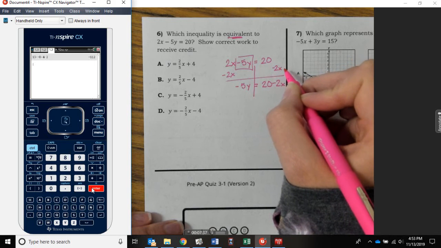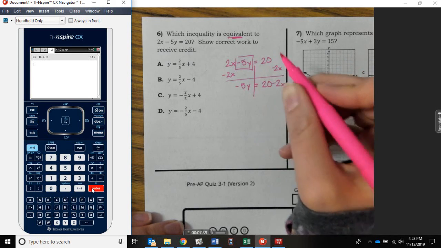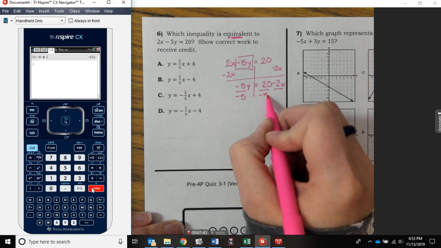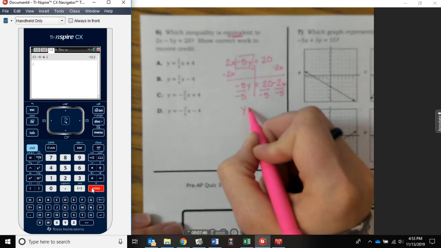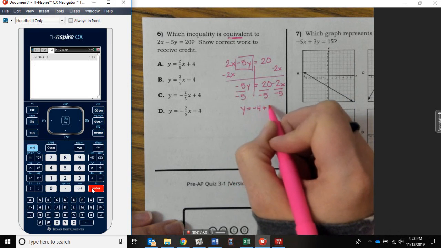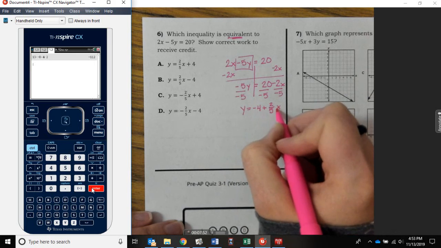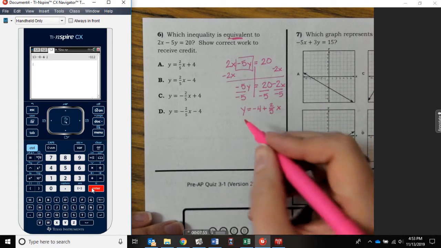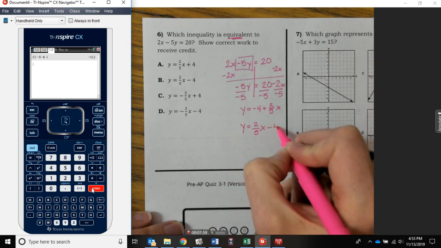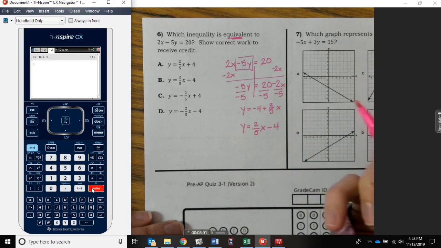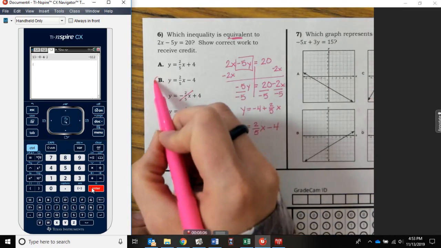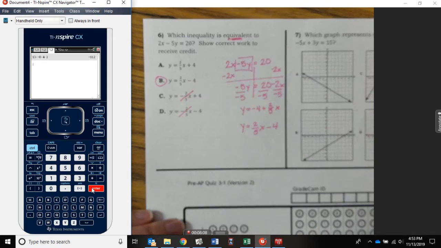These are not like terms because this has an x and that one doesn't. And then we divide all of our terms by negative 5. So I have y equals, that divides and gives me negative 4. That divides and gives me a positive 2 over 5x. And if I were to rewrite it, I would say y equals 2 over 5x minus 4, because the 4 was what was negative. And the 2 over 5 is positive, so that makes B my answer.